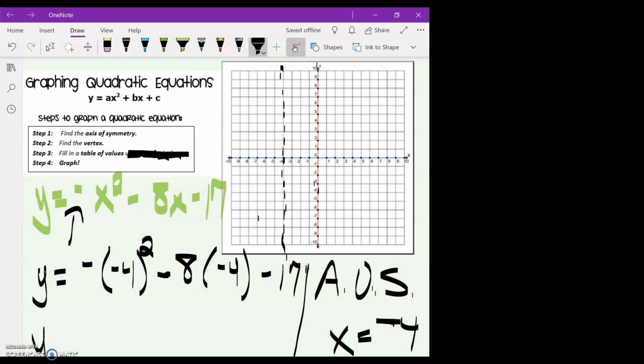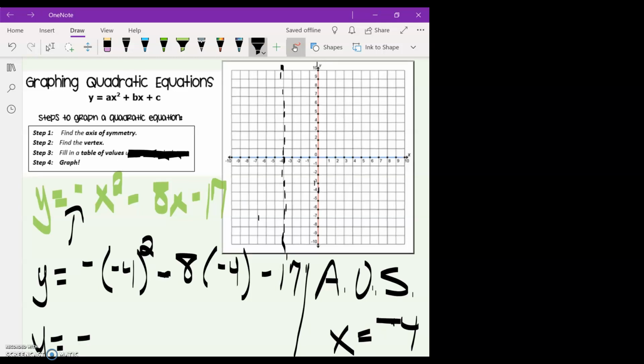So y is equal to, this negative drops down. Negative 4 squared is 16. That makes this negative 16. Then we get a plus 32 minus 17. Negative 16 plus 32, that's going to be a positive 16 minus 17. So y here is actually equal to negative 1. So it looks like our vertex is negative 4, negative 1. So it's going to be right there.